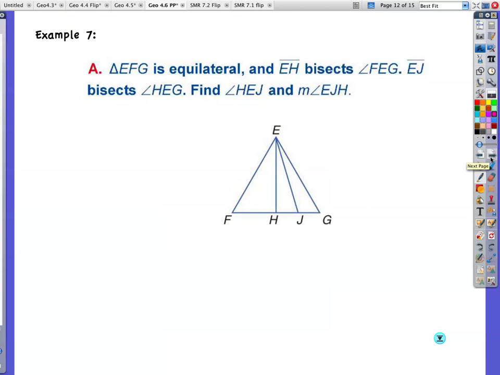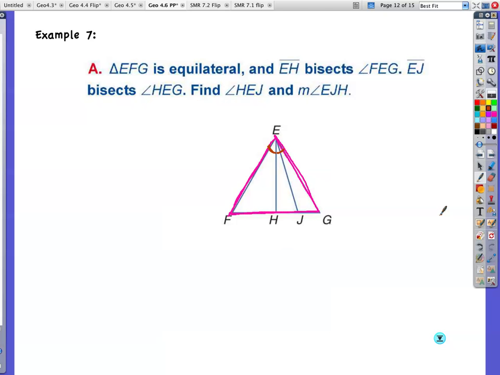Example 7, triangle EFG is equilateral. So here's EFG on the outside. I'm going to mark it differently. This pink line going in right now means these are congruent. Otherwise, we won't know where our little markings are going to end up being. EH bisects angle FEG. So FEG has been bisected, which means I've got this angle congruent to this angle.